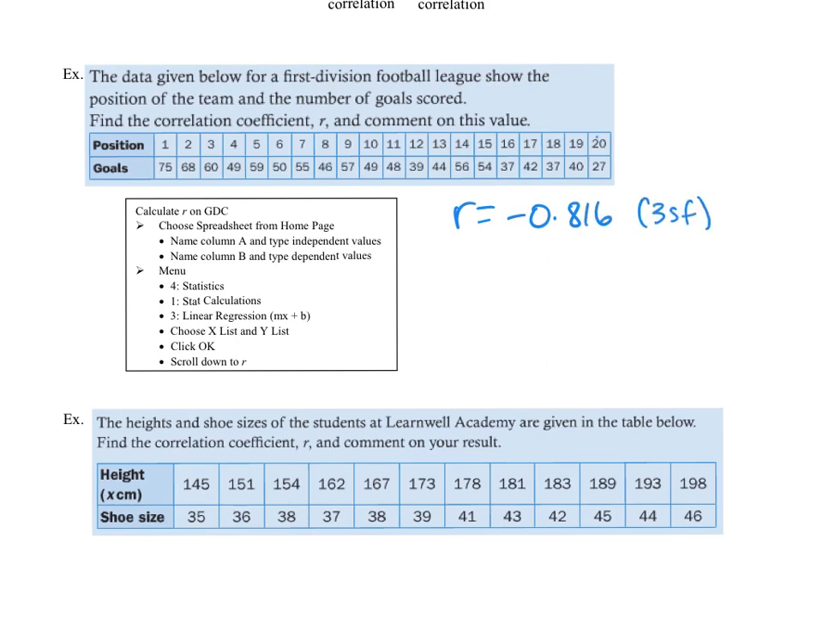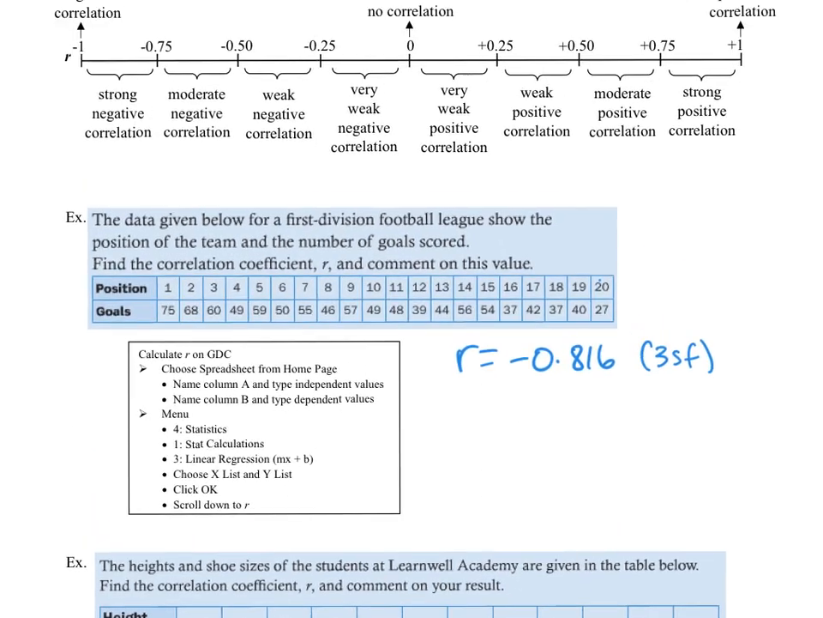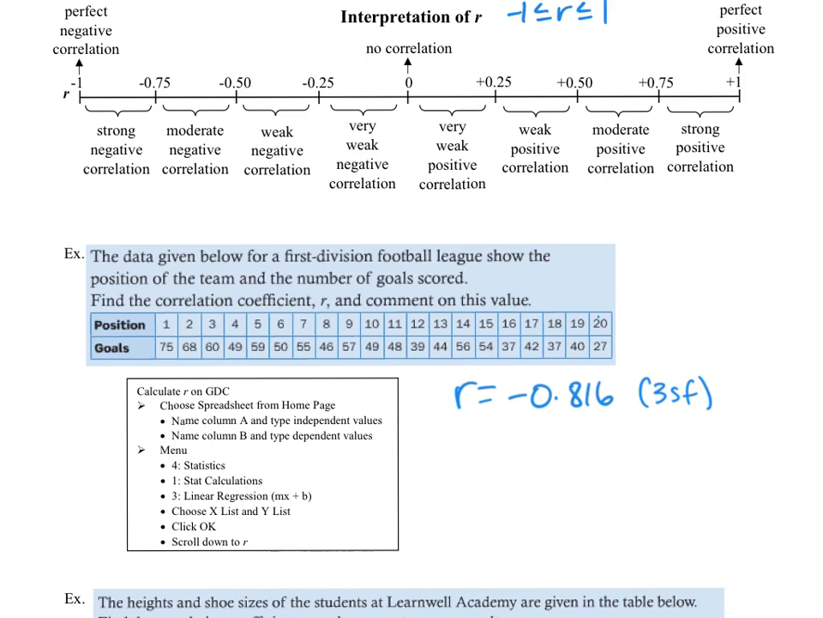Okay, so now let's make a comment about how strongly or not strongly these data are related. If we go back and look at the chart, negative 0.816 falls here, right? So that means it has a strong negative correlation. So it is very strong. And as we predicted, the lower your position number, the higher the number of goals you have. So our comment will be: R is equal to negative 0.816.